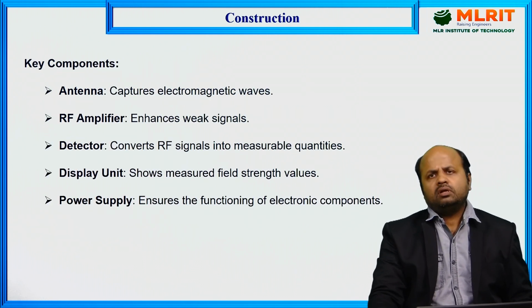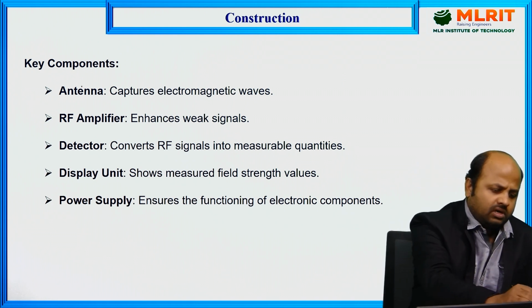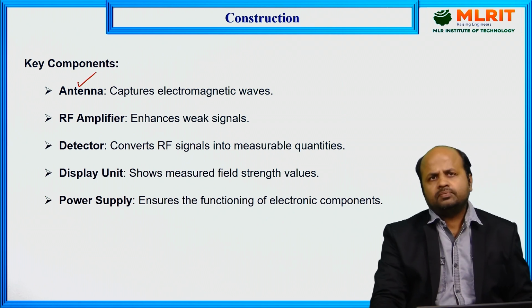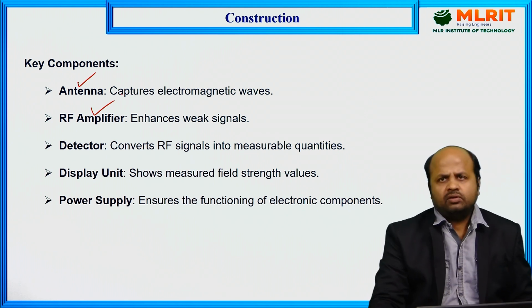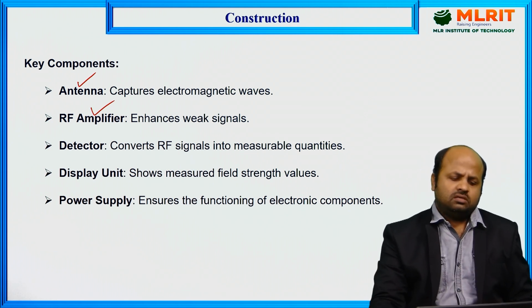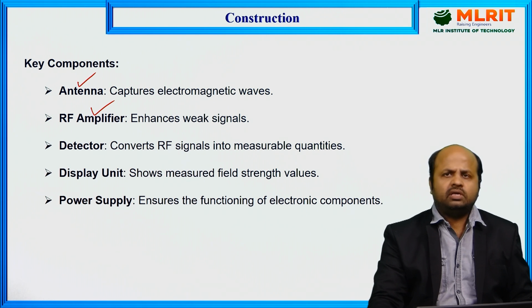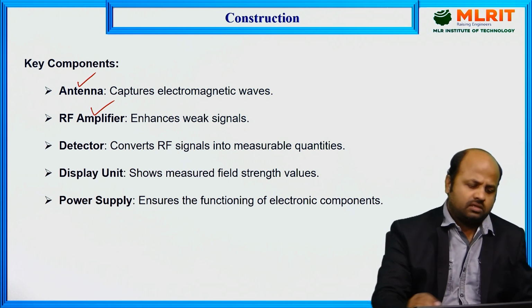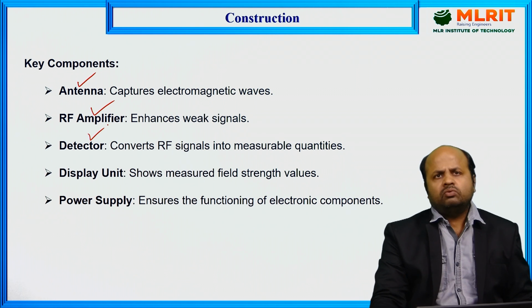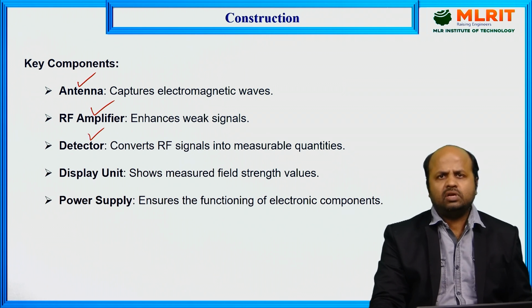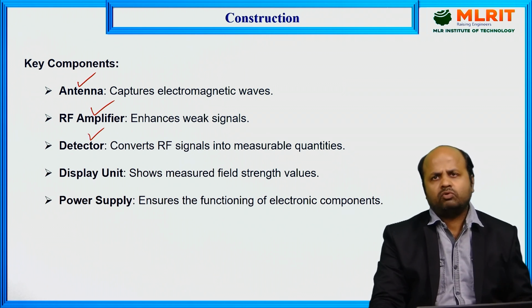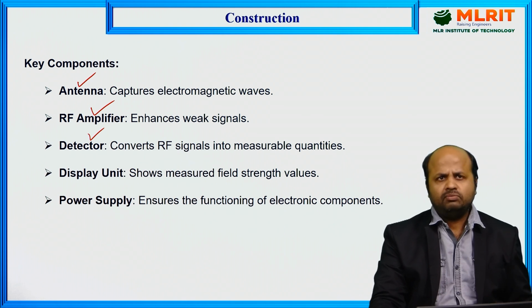Some key components of a field strength meter. A field strength meter consists of an antenna which captures electromagnetic waves. Then we have the RF amplifier which enhances the strength of the electromagnetic field. Then the detector. This detector will convert the RF signal into some measurable quantity. RF signal here denotes the electromagnetic field only, and it will get converted to some measurable quantities like voltage or current by means of the detector.